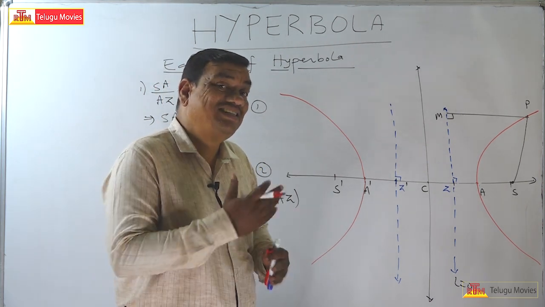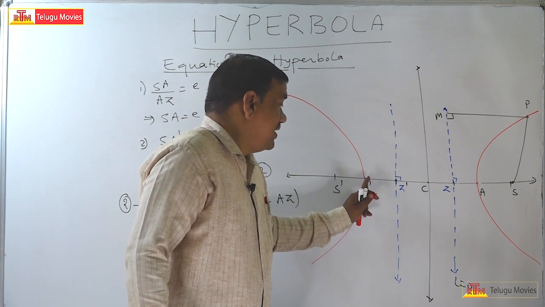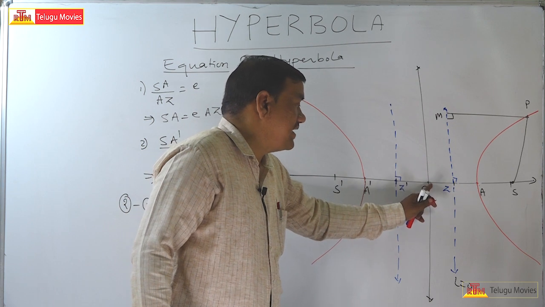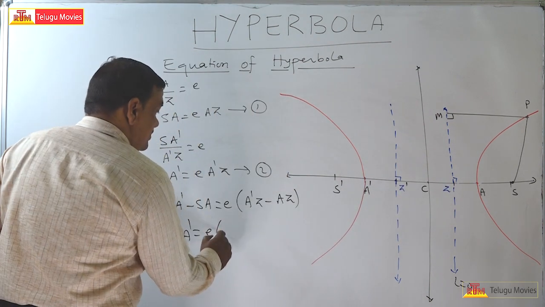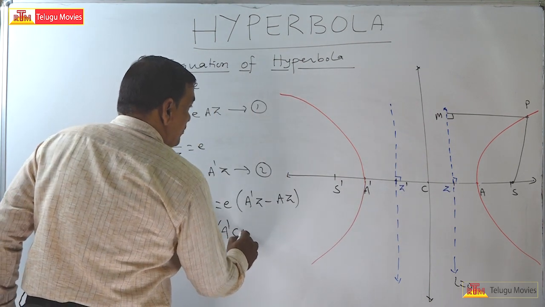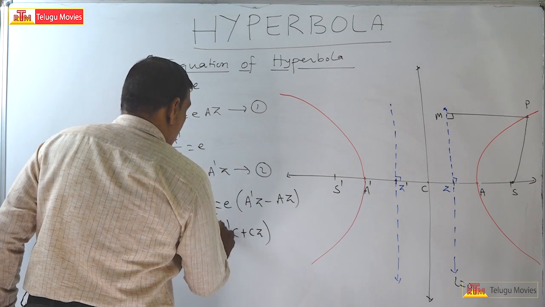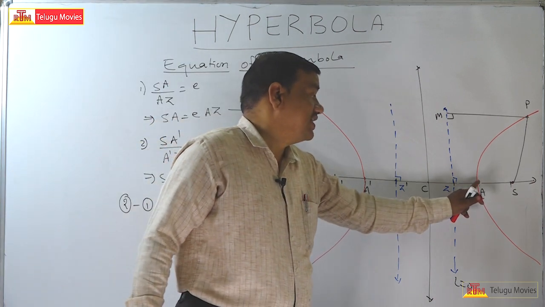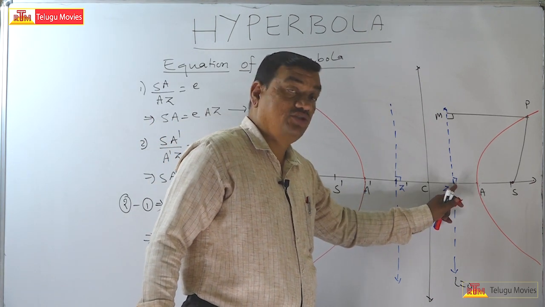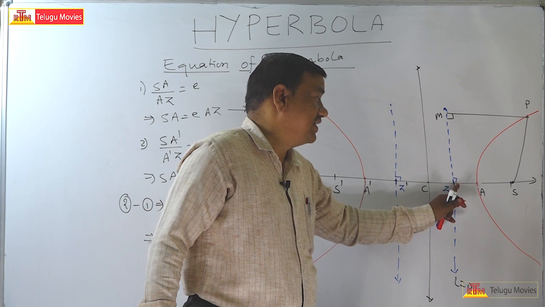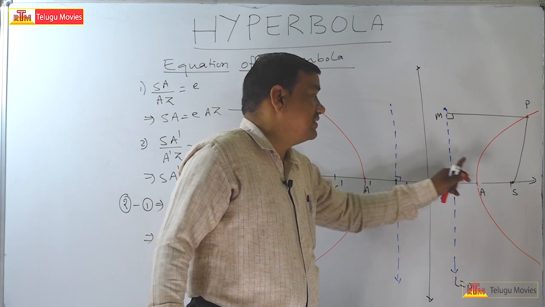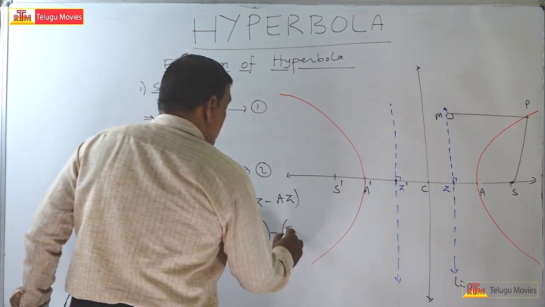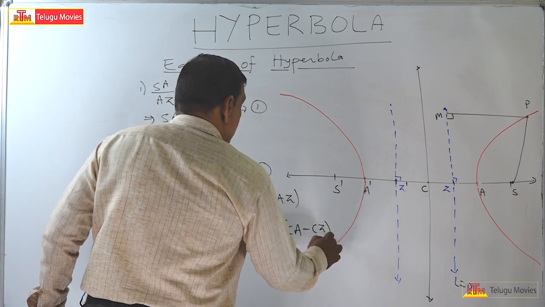Represent all the distances in terms of C. A dash Z, I can write it as A dash C plus CZ, minus AZ, the distance between A and Z. This can be written as CA minus CZ.